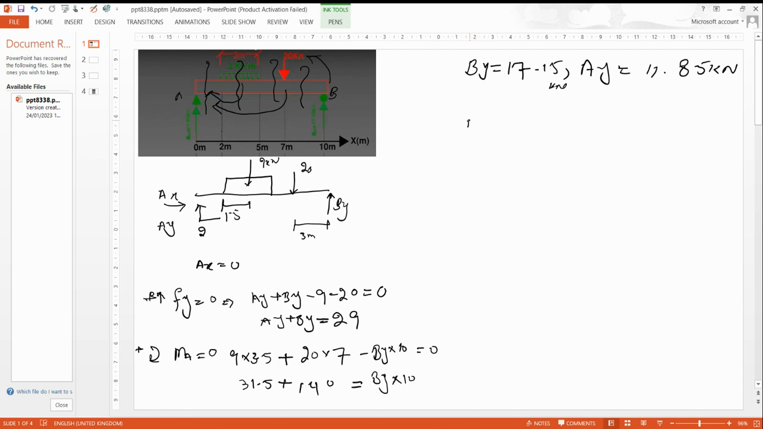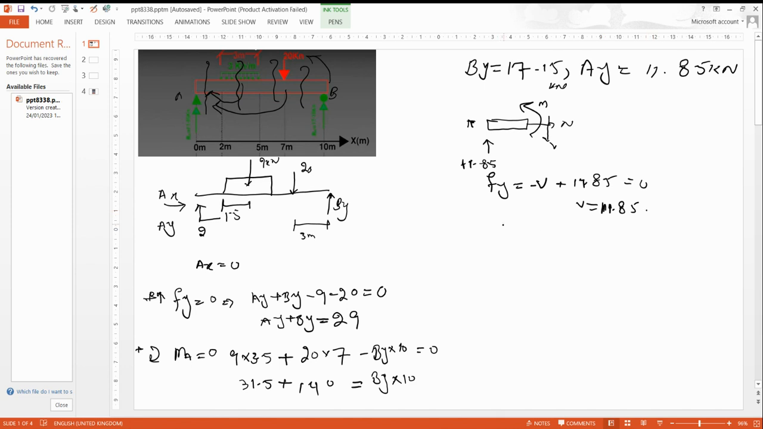So this one is Ay, which is 11.85. Here is the normal force, here is shear and moment. There is no other force, so if you use the sum of Fy: minus V plus 11.85 equals 0, so V will be 11.85.